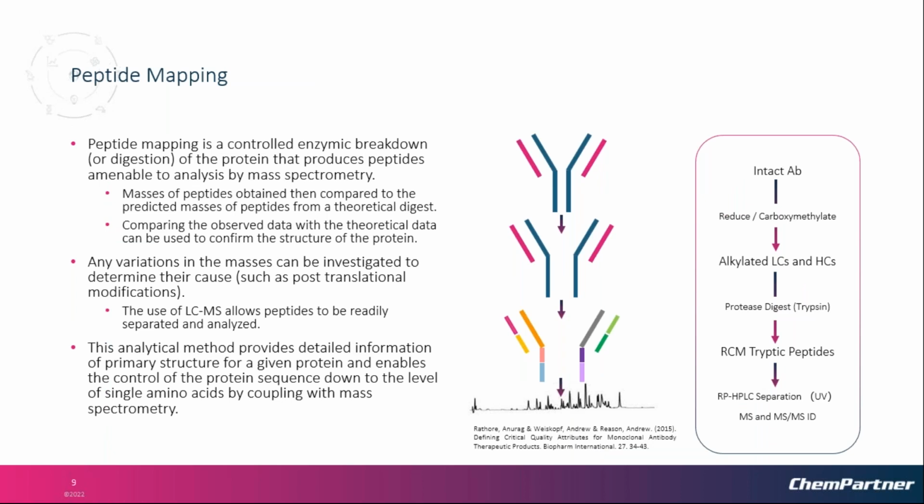Peptide mapping is carried out by digesting protein samples with endoproteases, such as trypsin, and the subsequent separation of peptide fragments by HPLC. Prior to protease digestion, denaturation of the test protein with known concentration is needed to ensure complete digestion. Any variations in the mass can be investigated to determine their cause. So the analytical method provides detailed information of the primary structure for a given protein and enables control of the protein sequence down to the level of single amino acids, by coupling with the mass spec.